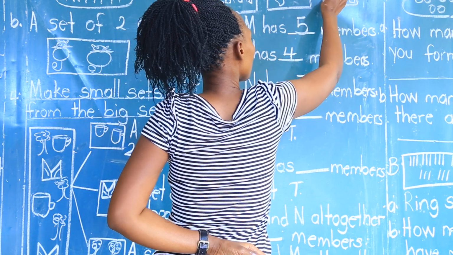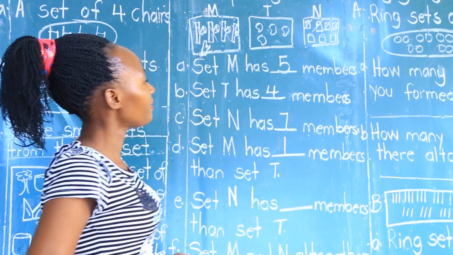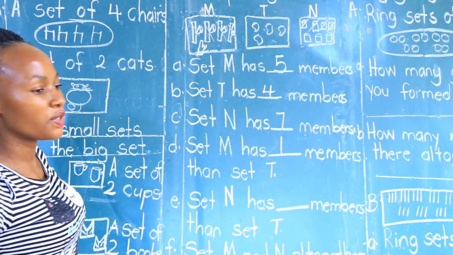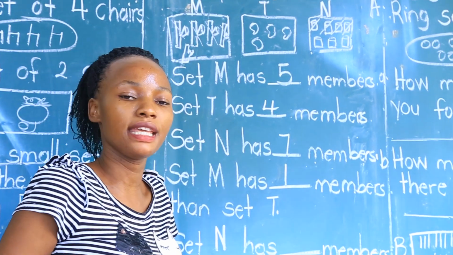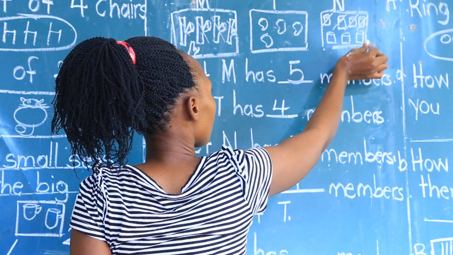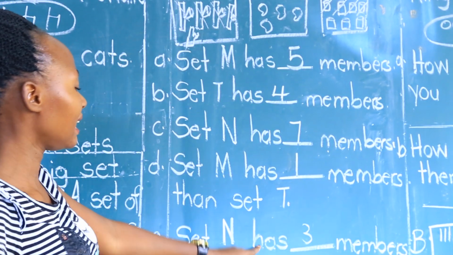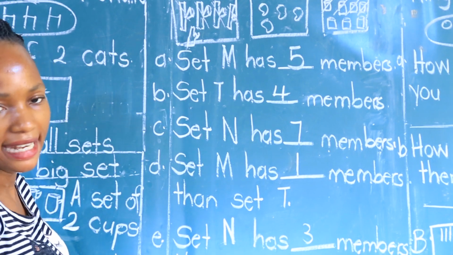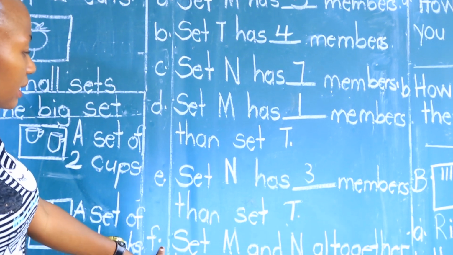1, 2, 3, 4. After I cross out the 4, now we are going to count the remainder. What remains is going to be our answer. 1, 2, 3. We've remained with 3. Now, set M has 3 members more than set T. Then we have our next question.